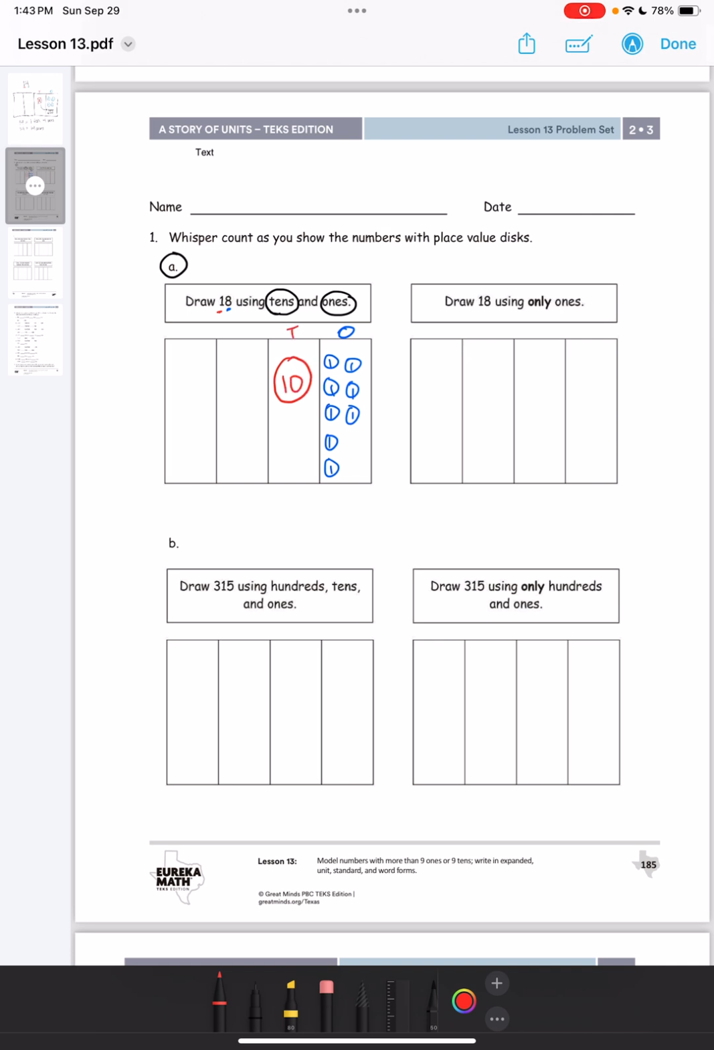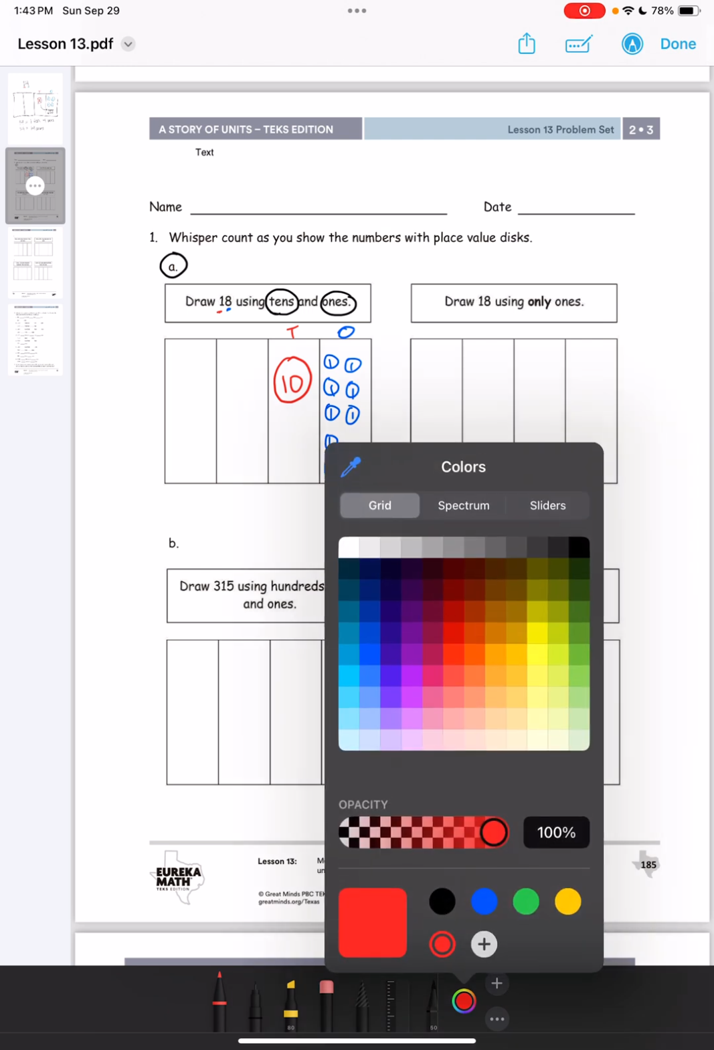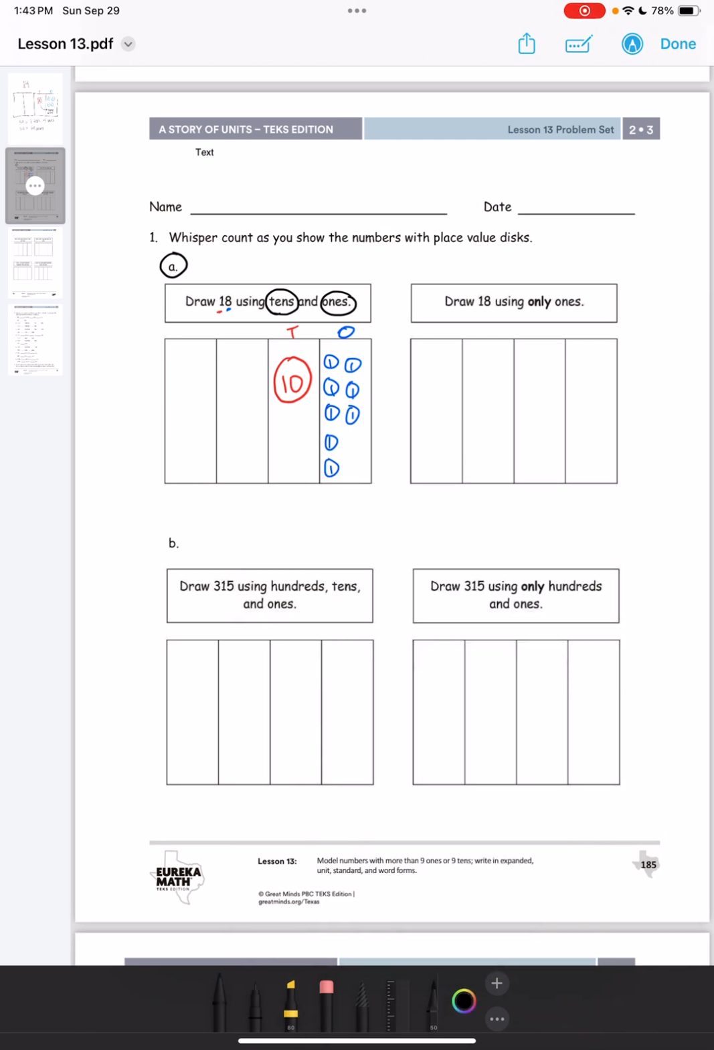So if I wrote that in standard form, it would be right here, 18. Here's standard form. If I wrote that in unit form, I would say 1 ten 8 ones. Because remember, in unit form, I just write how many of each place I have. I don't write their value.